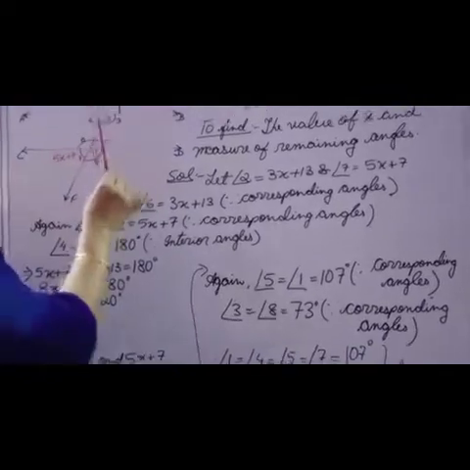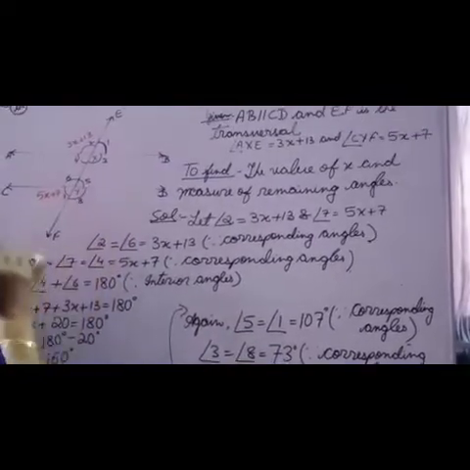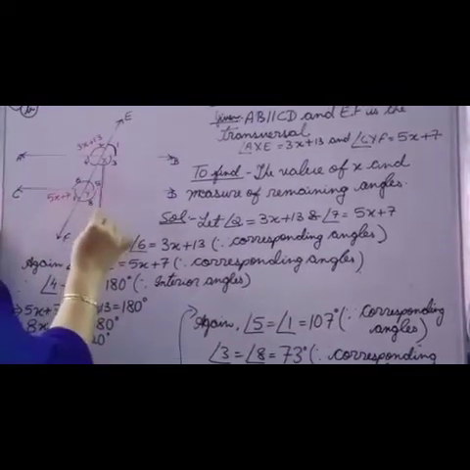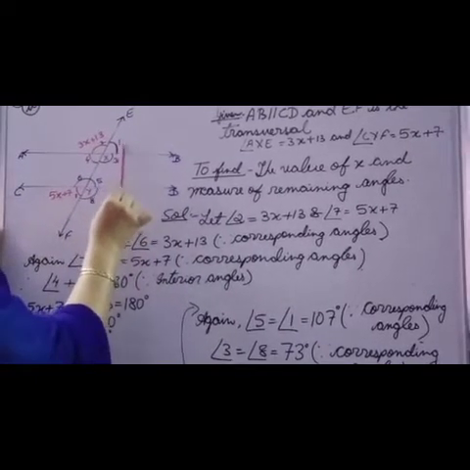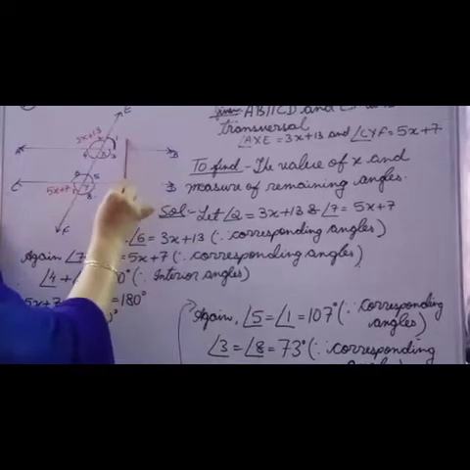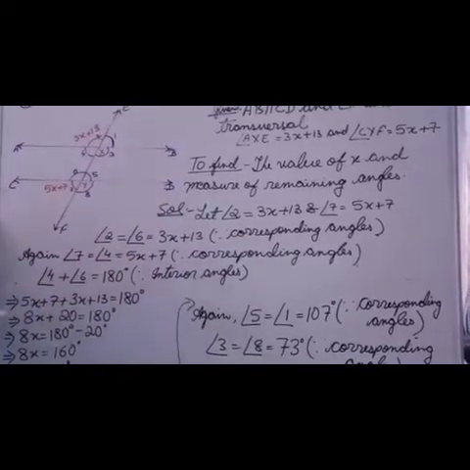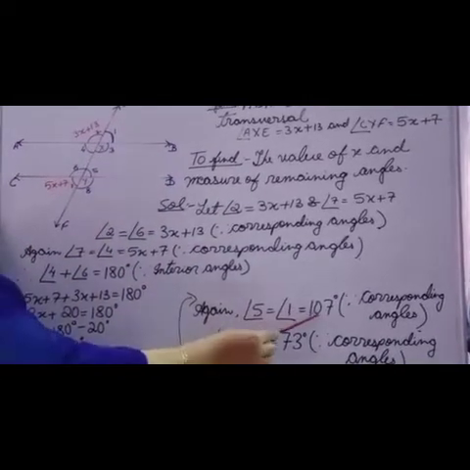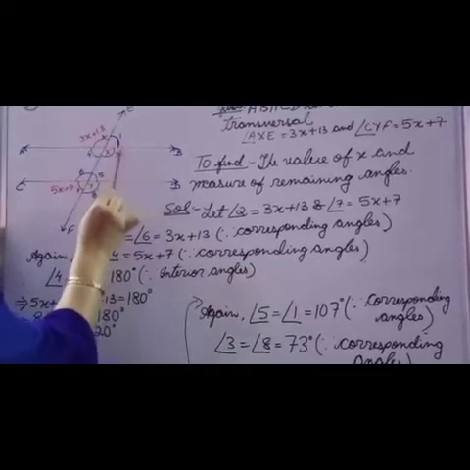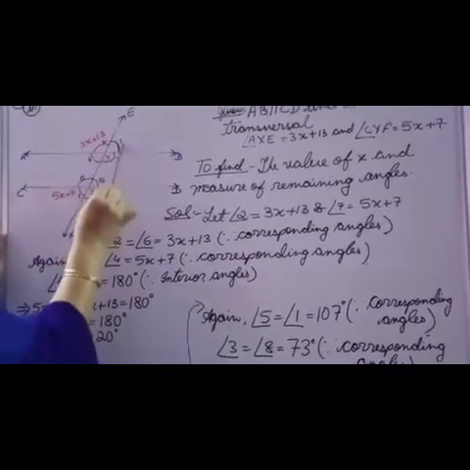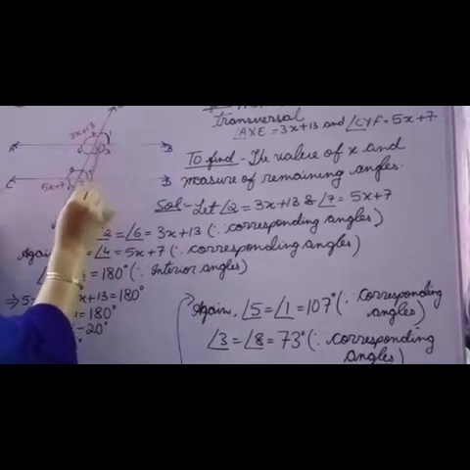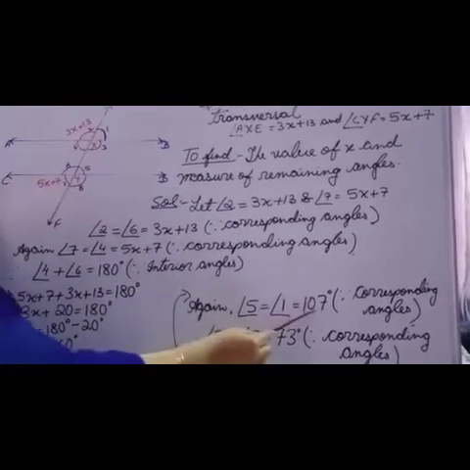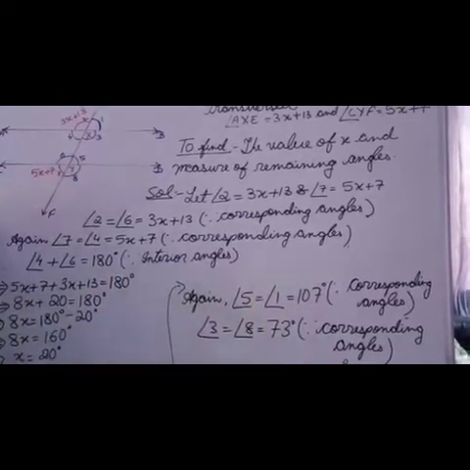Now I will also find out the measurement of all these angles. But here I have already found out the measurement of angle 3 and angle 5. So now I can very easily find out the measurement of this exterior angle, angle 1 and angle 8. Angle 5 is equal to 107, which is also equal to angle 1. One interior, one exterior. So these are what? Angle 5 is equal to angle 1 since they are corresponding angles, and this is equal to 107 degrees.